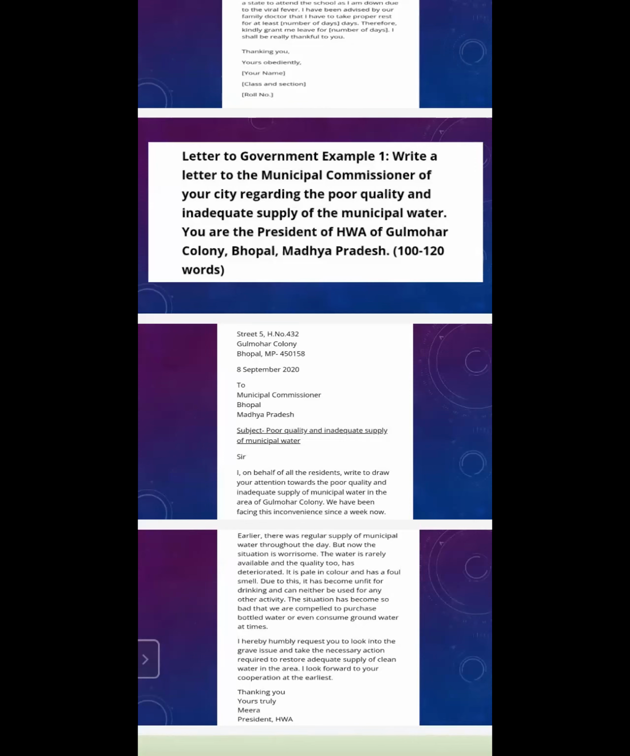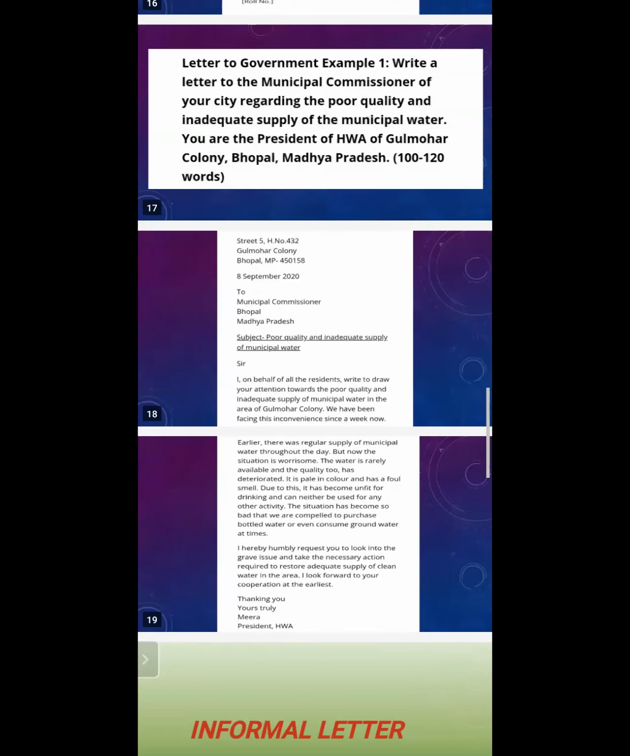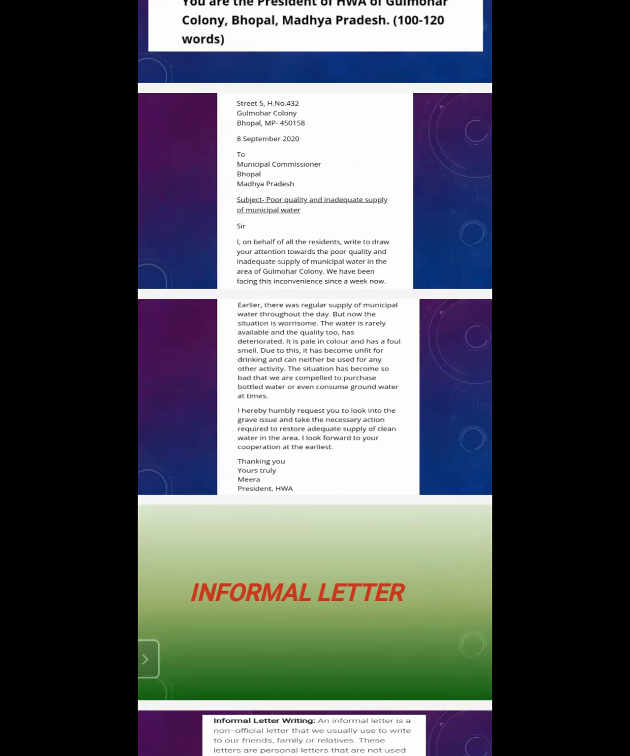Now we will write it down. This is the address: Street 5, house number 432, Gulmohar Colony, Bhopal, Madhya Pradesh. 8 September 2020. To, Municipal Commissioner, Bhopal, Madhya Pradesh. Subject: poor quality and inadequate supply of municipal water.